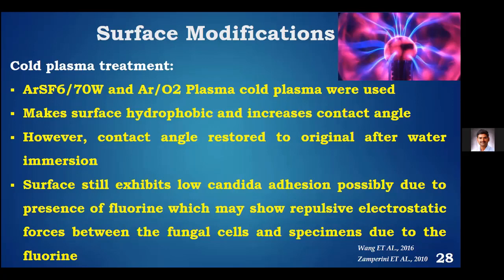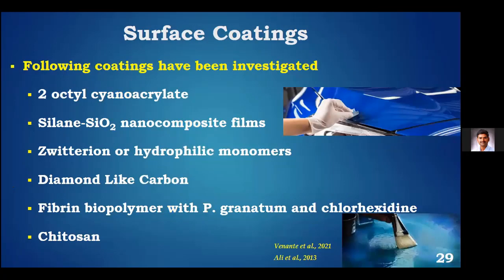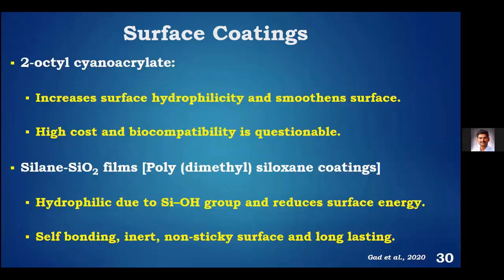The other strategy that has been used is the use of different antifungal materials as a thin film, which bonds firmly to the surface of the denture bases and modifies the properties of the surface of the denture base, such as roughness, hydrophobicity or porosity, and creates a surface character which is difficult to adhere to. So, 2-octyl cyanoacrylate and siloxane coatings have been widely used. Both of these coatings will make the surface of the denture highly hydrophilic, which will reduce the microbial adhesion.